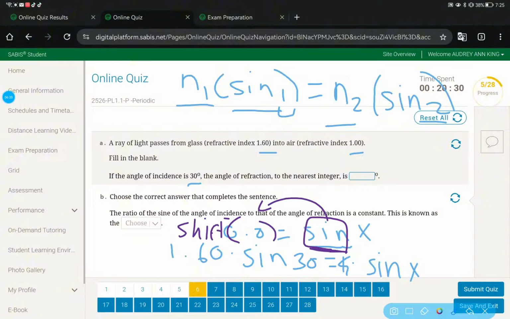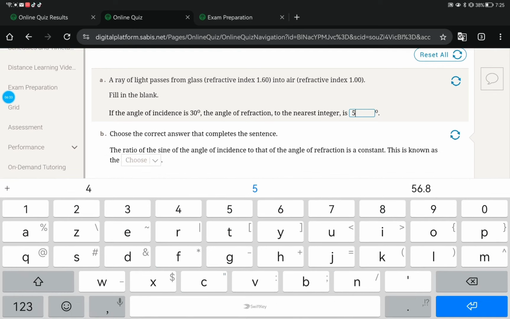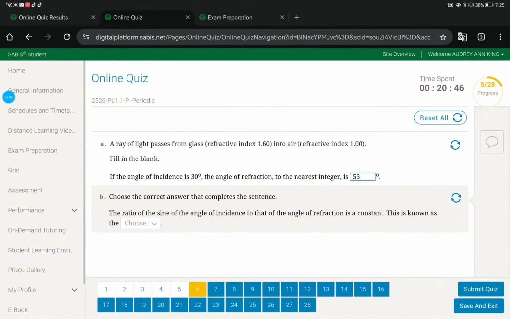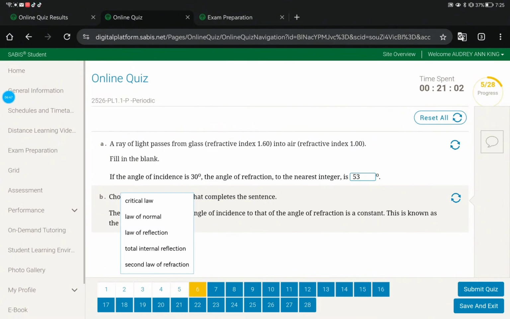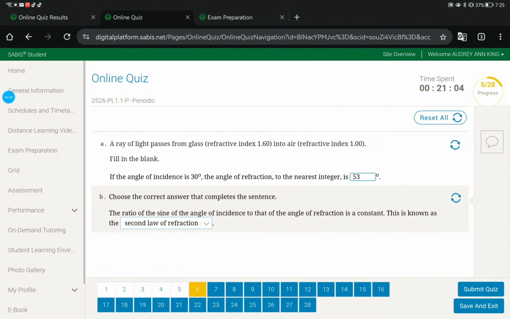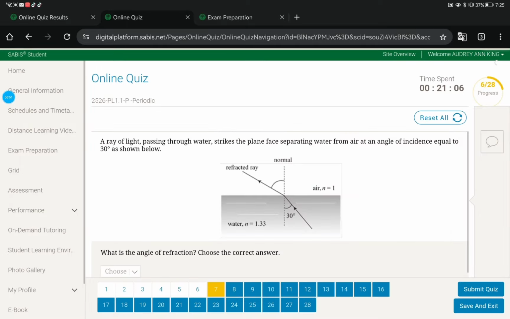So after doing sine inverse 0.8, because the goal is just to find x, they don't want sine x, they want just the angle. So when you do that, rounding it to the nearest integer, you should get 53. The ratio of the sine of the angle of incidence to that of the angle of refraction is constant. This is known as the, again guys, you need to memorize the laws of reflection and refraction. So this is the second law of refraction.